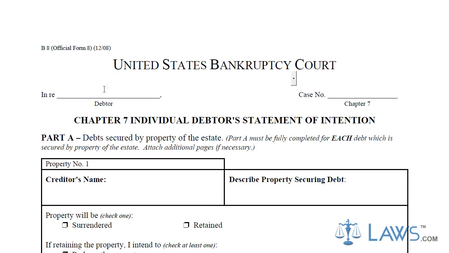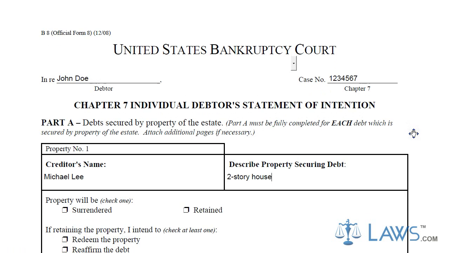The first page of the form requires the debtor to first enter his name and case number. Part A of the form requires the individual filing for bankruptcy to list all debts secured by property of the estate. In this portion of the petition, the filer will list his or her property, the creditor who issued money for the property, and the type of debt secured by the individual.